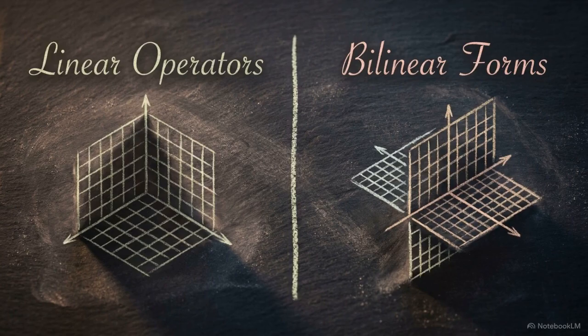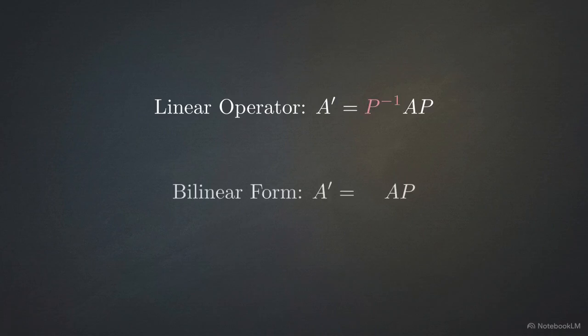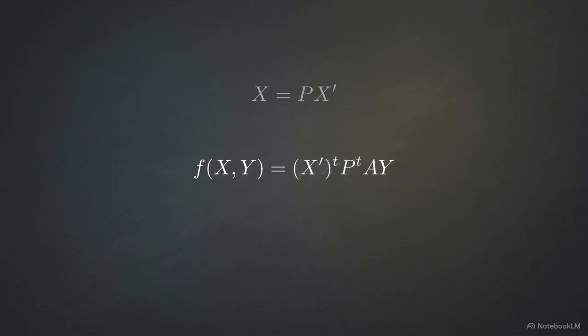While matrices represent both linear operators and bilinear forms, they transform differently when we change the basis of the underlying vector space. A linear operator uses the inverse of the change of basis matrix, P. A bilinear form, however, requires the transpose of P. This requirement stems from the x transpose in our multiplication sequence. When we change the coordinates for that first vector, the basis matrix is transposed along with it.